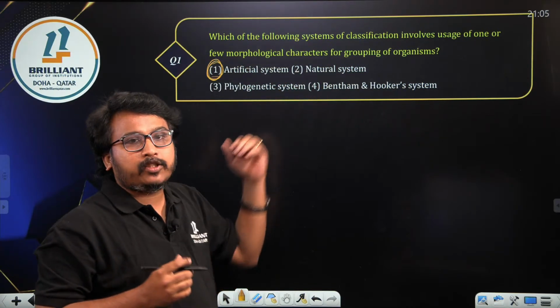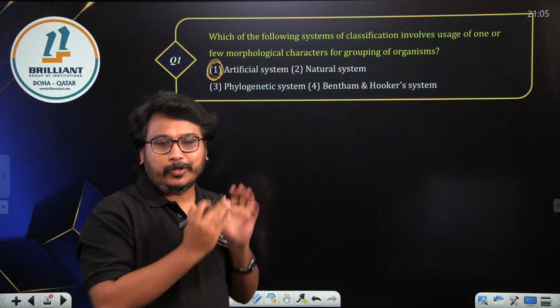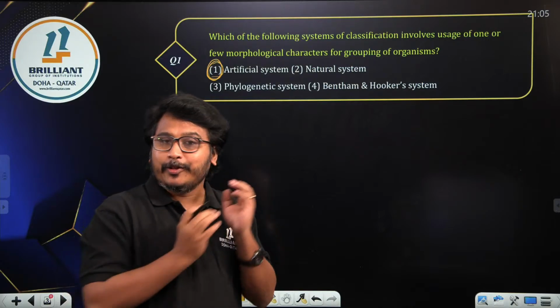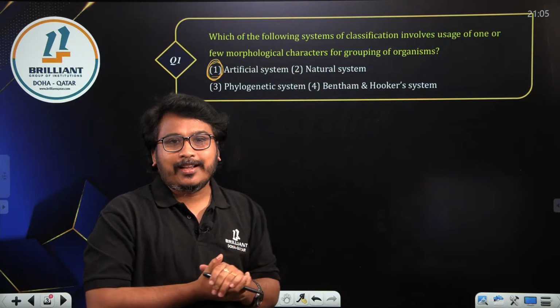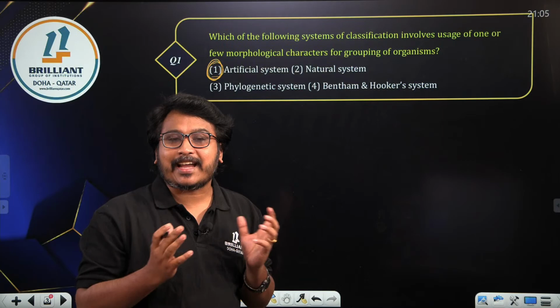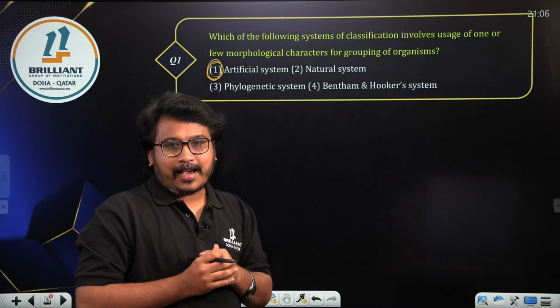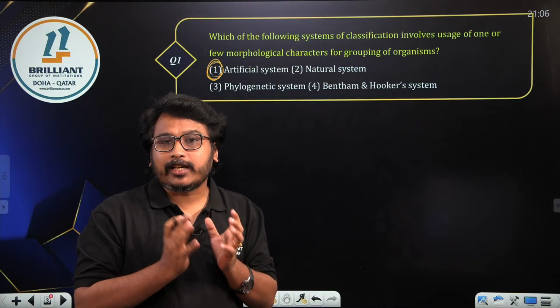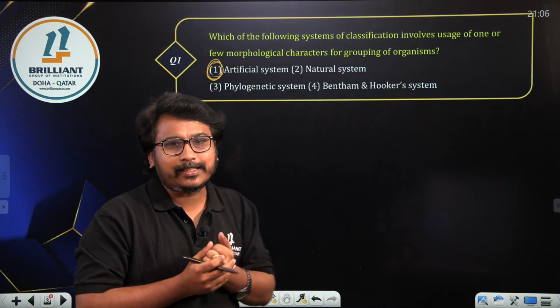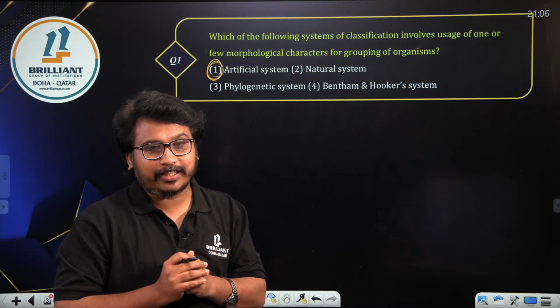Now what is natural system of classification? So difference between artificial and natural you should understand. In natural, they will be considering many characters. And here, they won't be much stable. And it is somewhat based on evolutionary features also. That is what we call it as natural system of classification.